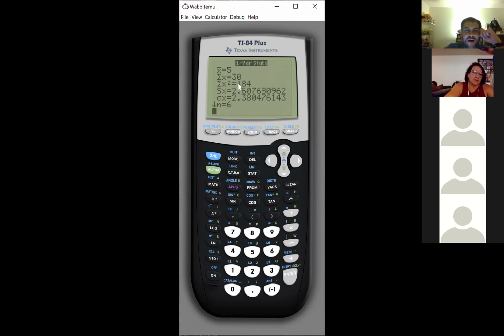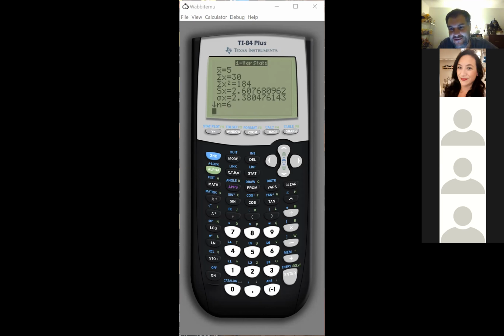Cool. So if you look right here, it gave me the sample mean, which is x bar equal to 5. It also gave me two standard deviations, because if you remember, we have two different standard deviations. We have sample standard deviation, but we also have population standard deviation. The one that says Sx is sample standard deviation. The one that says sigma x is population standard deviation. For this one, you kind of have to just know whether it is for a population or for a sample.